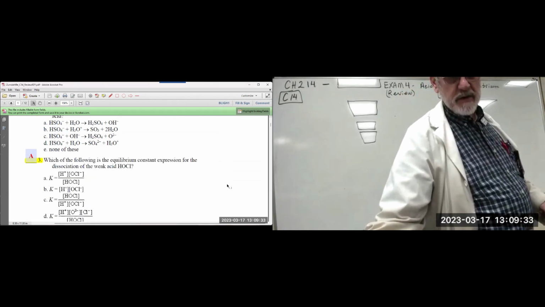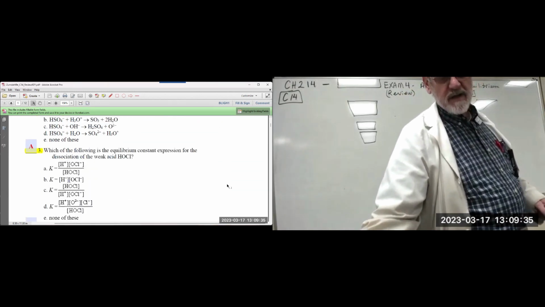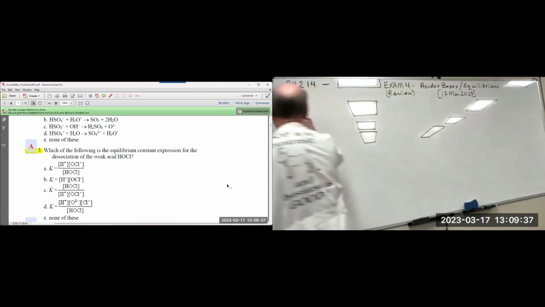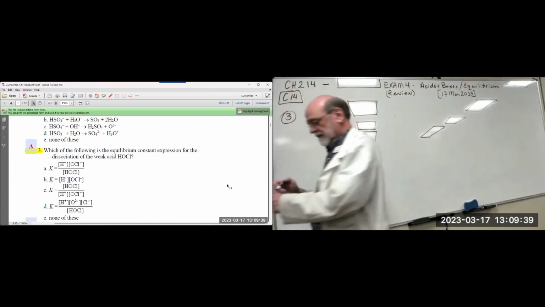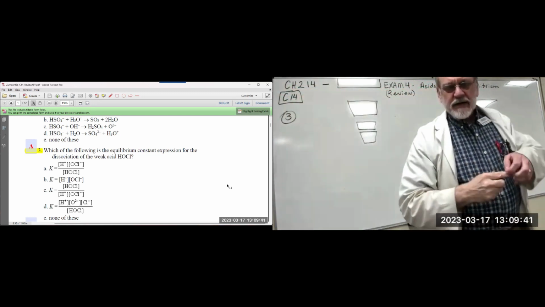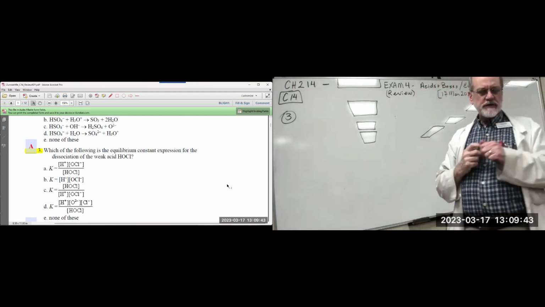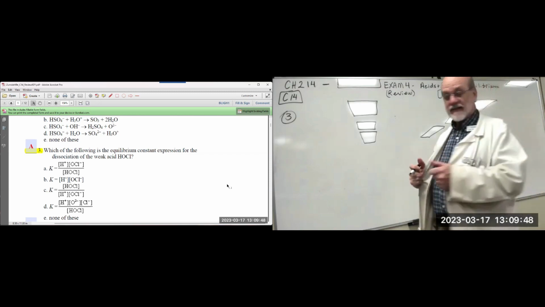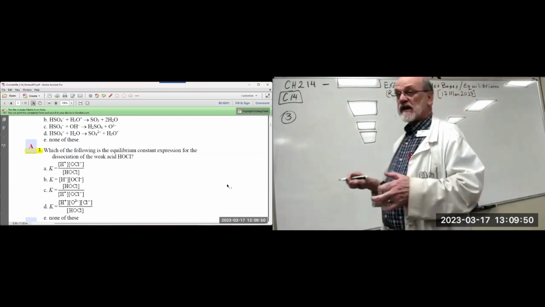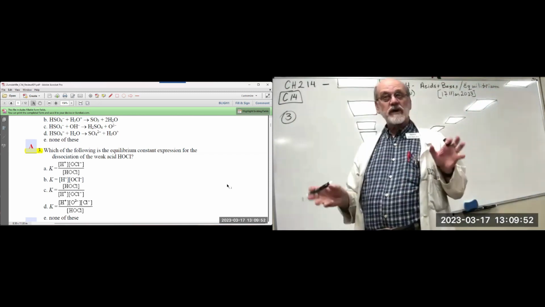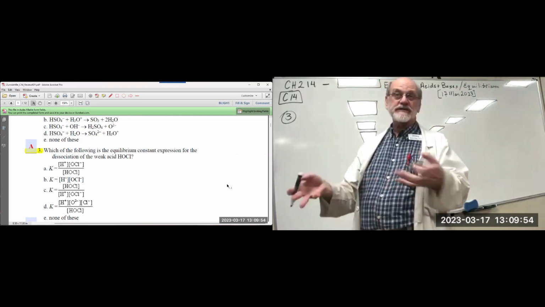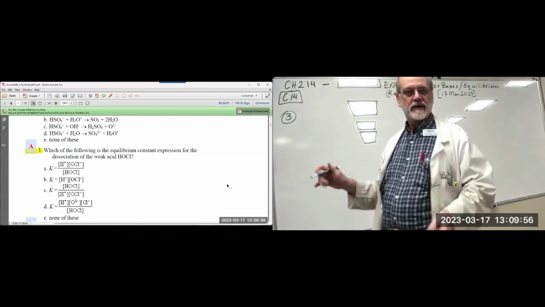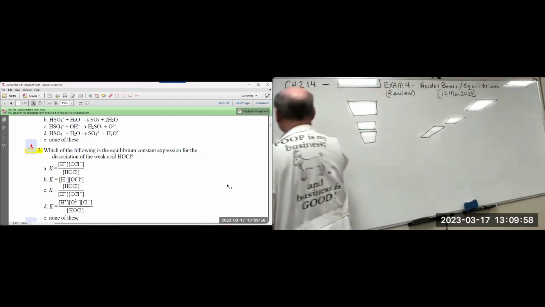Who's next? 3. Okay. 3. Which of the following is the equilibrium constant expression for the dissociation of weak acid, HOCl? All right, in this case, we're using the abbreviated form. We're not using hydronium, we're using hydrogen ions as if they existed separately. Of course, we know they don't. But the calculation is the same.